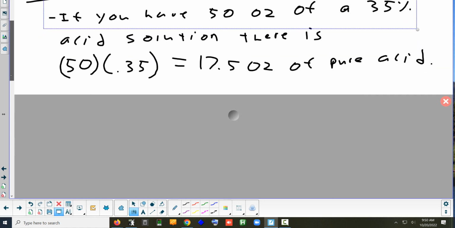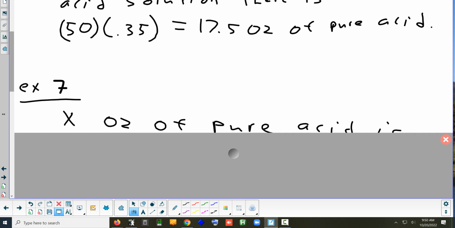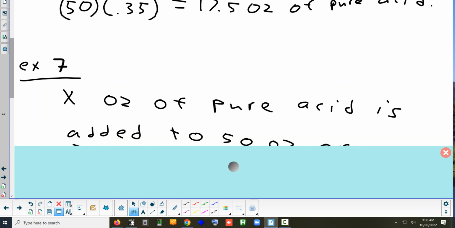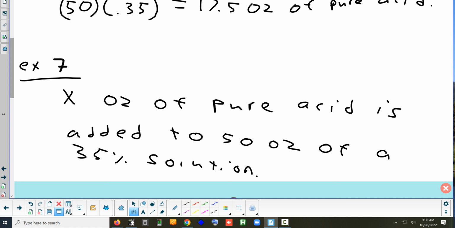So that's a big part of understanding our question. All right, so what we're going to do is take that same solution, 50 ounces, and pour 100% pure acid into this mixture. Now think about if you have a mixture of water and acid, and you keep pouring acid into it, will it ever be 100% acid? No. It always had some water in it. That part that's water might get smaller and smaller, but it's never going to be pure acid.